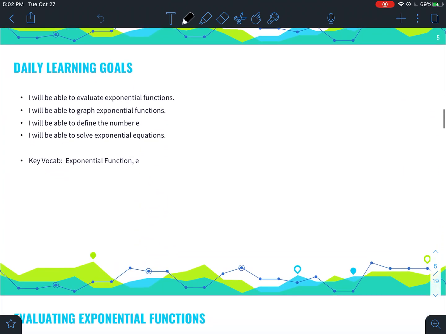So today we're going to talk about exponential functions. We'll talk about how to graph them. We'll talk about how to solve equations involving exponential expressions. We'll talk about the natural base e and how to graph e and how to deal with e.